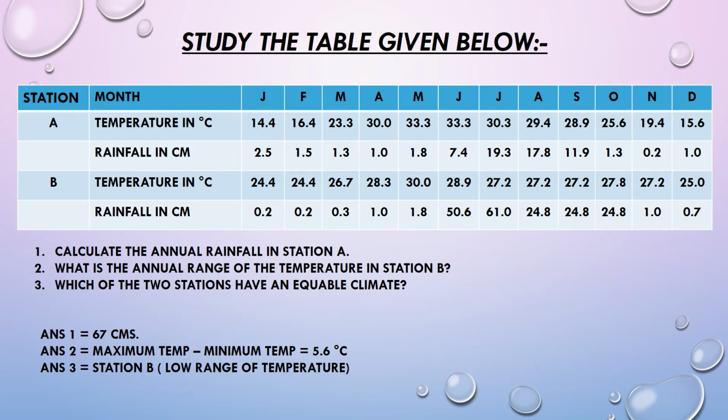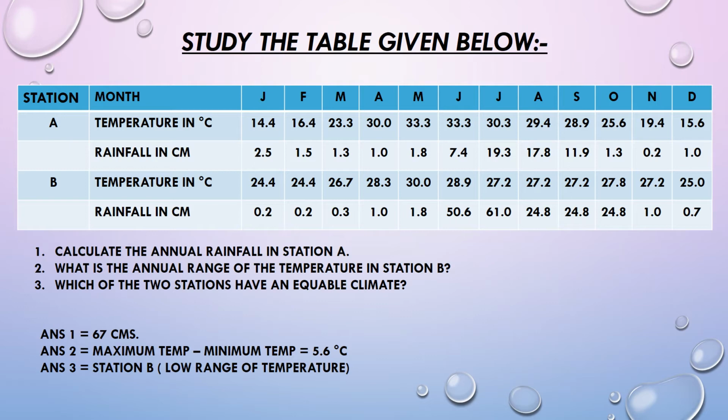Now the next question is, what is the annual range of temperature in station B? Now you will see station B, the maximum temperature. The maximum temperature is of May month, that is 30.0 degrees, and the minimum temperature is of January month, that is 24.4. If you subtract maximum temperature minus minimum temperature, you are going to get the answer as 5.6 degrees centigrade.